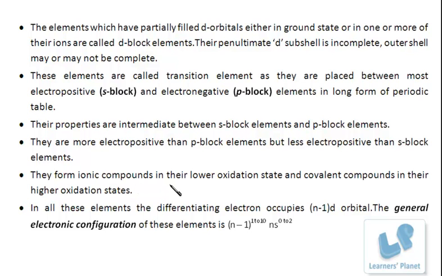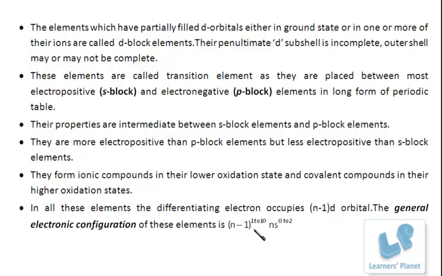They form ionic compounds in their lower oxidation states and covalent compounds in their higher oxidation states. Like the alkali and alkaline earth metals, they form ionic compounds in their lower oxidation states. And they form covalent compounds in their higher oxidation states, as the P block elements, which have oxidation states of +4, form covalent compounds. In all these elements, the differentiating electron occupies the n-1 d orbital.